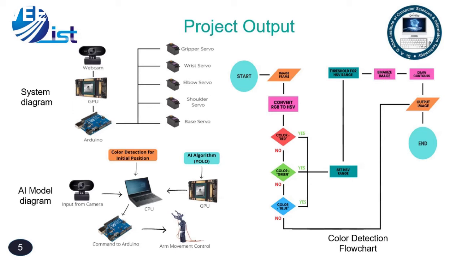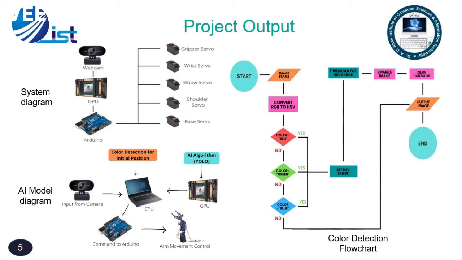In the AI model diagram, the camera gives the input to the CPU. The CPU then implements the color detection algorithm. From that, we got the initial position of the robotic arm. In the next step, the AI algorithm detects the objects and the coordinates are sent to the Arduino, and then the Arduino controls the robotic arm movement.